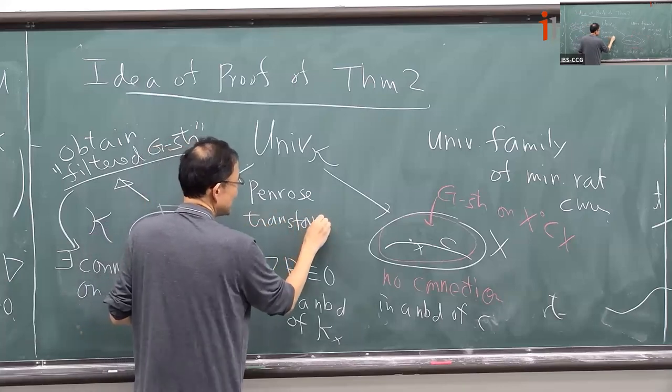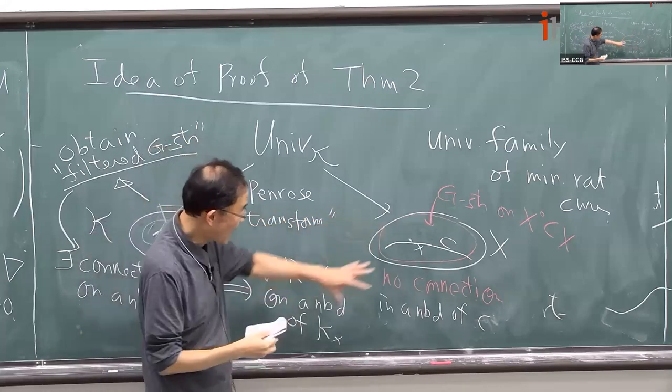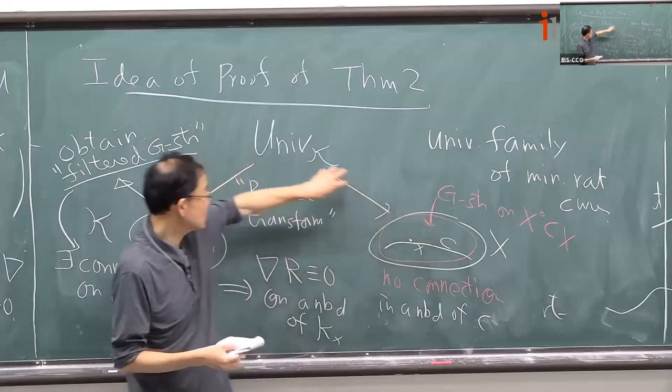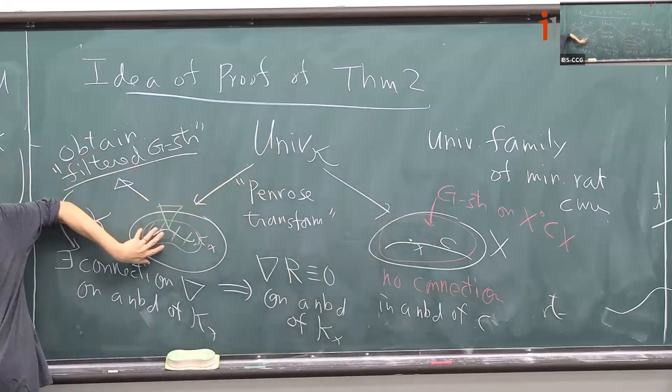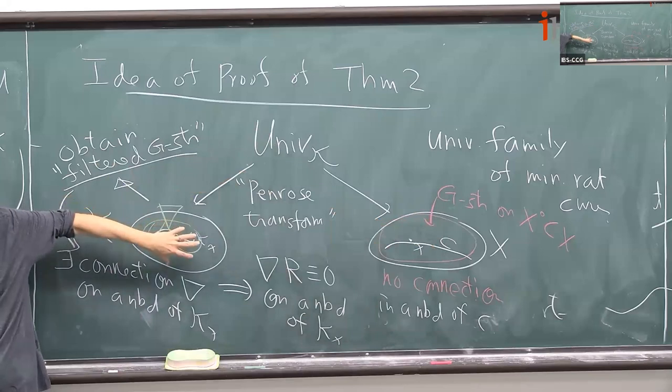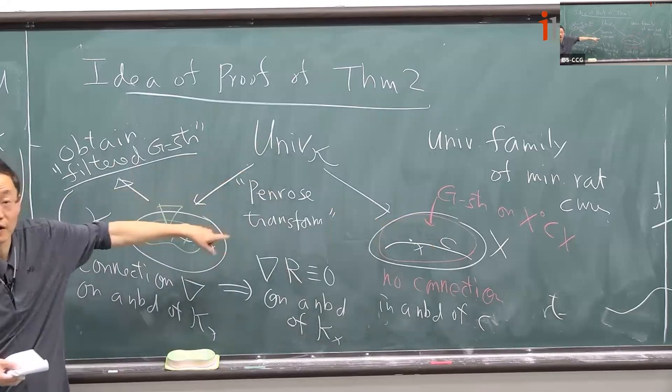So you transfer the information, a local information here, to some somewhat global information in the corresponding moduli space of rational curves. So that's our idea.